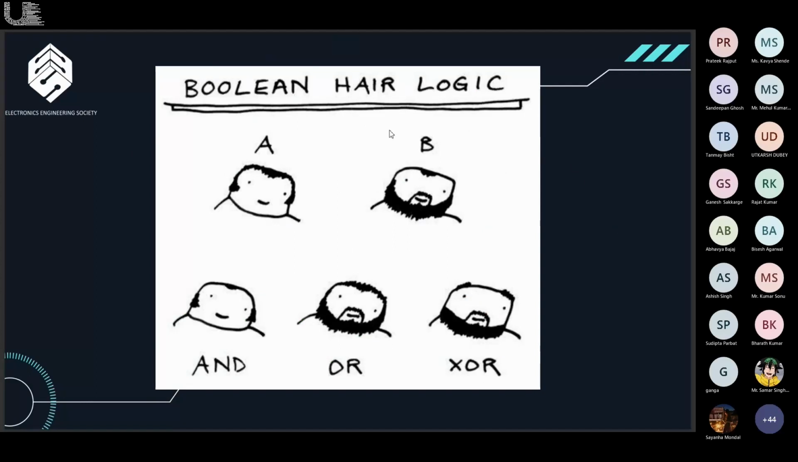Here is the pictorial representation of Boolean logic. For example, we'll consider A as whether a person has hair or not and B as beard. And if we do the logical product, then since B does not have hair, here it would be 0. So 0 into 1 would be 0 and 1 into 0 would be 1. So this represents logical AND, this represents logical OR, and this represents XOR, which we'll see now in the next slide.